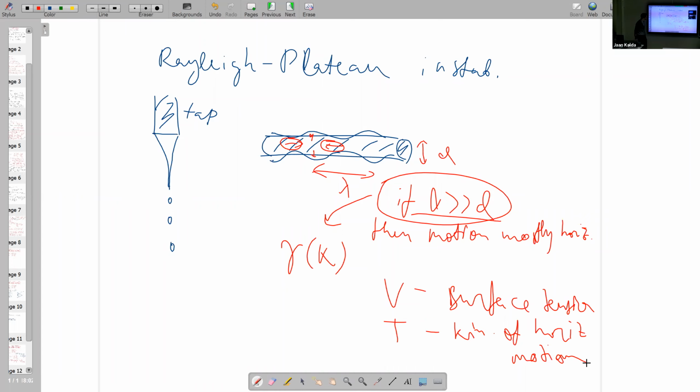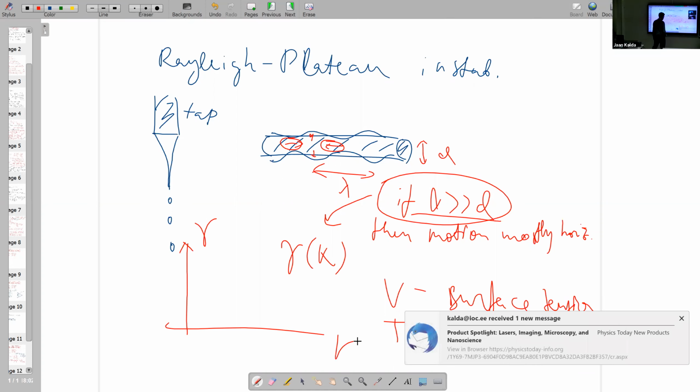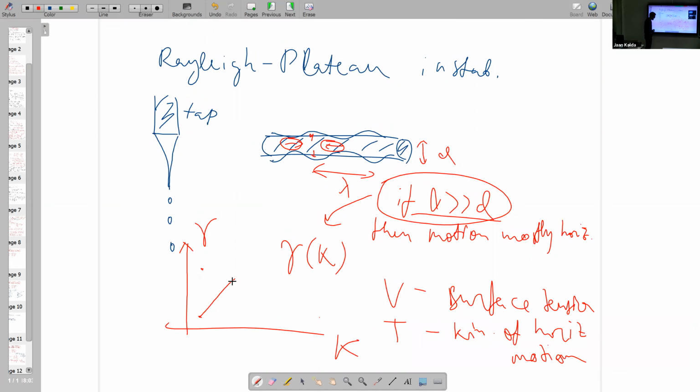So if you do a proper analysis, gamma of k, what happens then? You should have something like that. The smaller the k, the bigger gamma. Gamma as a function of k should be something like that. The bigger the k, the more gamma goes like k, but this is as long as we neglect vertical motion. If we include vertical motion, this will start making it slower.